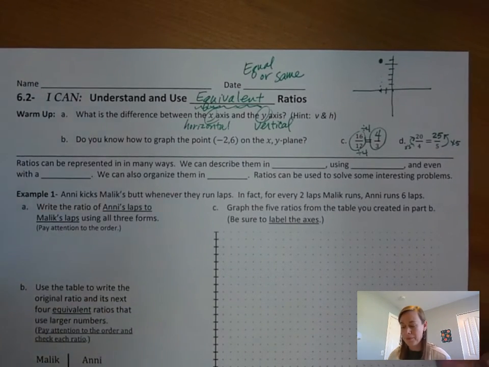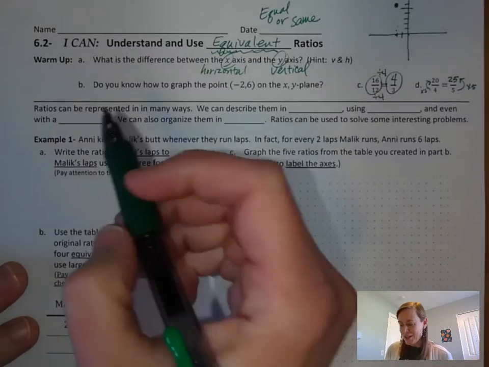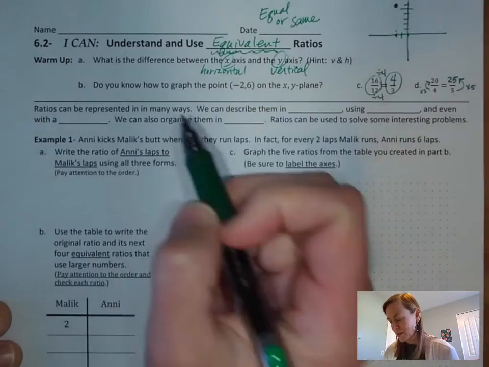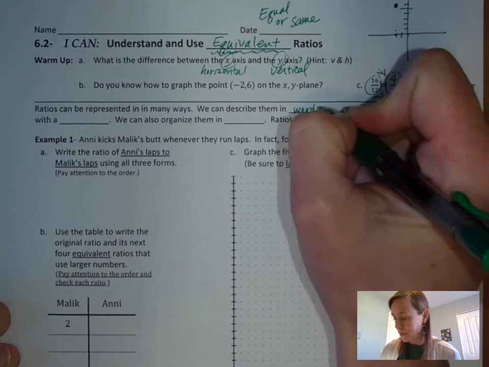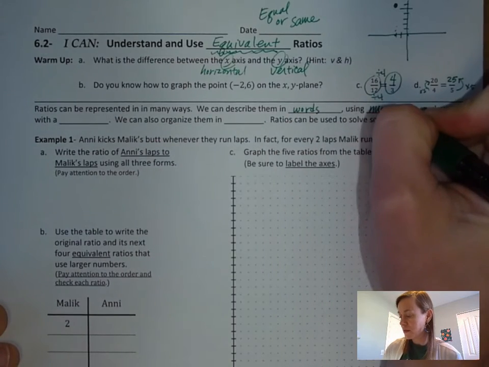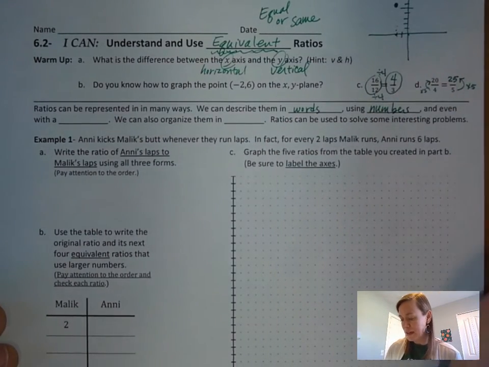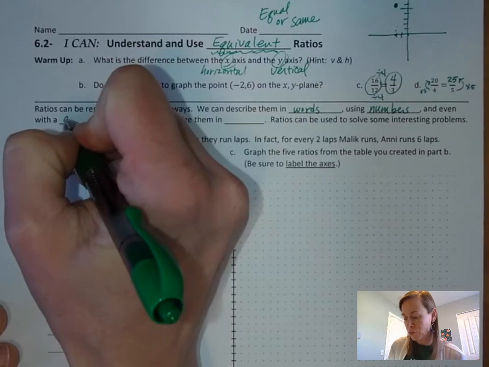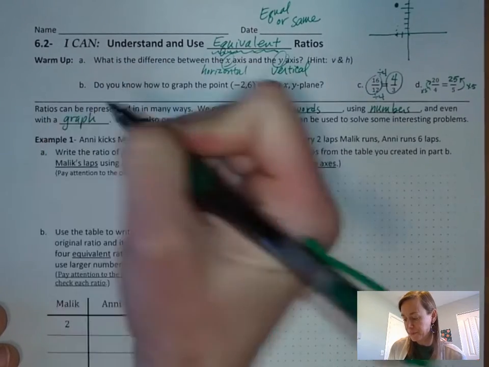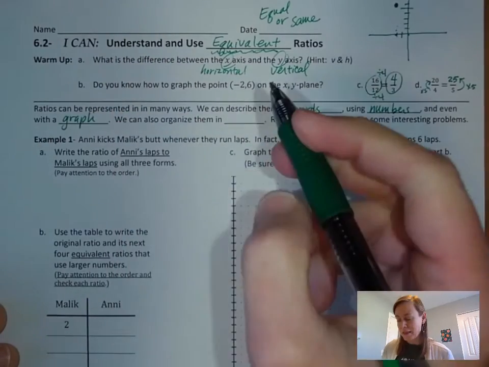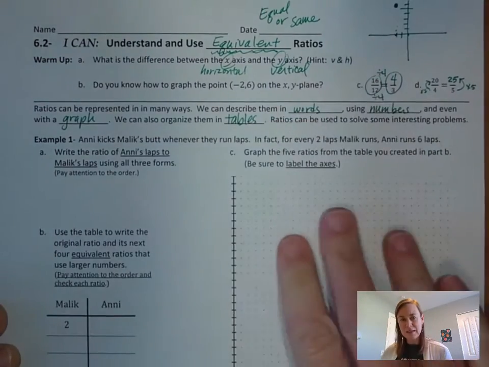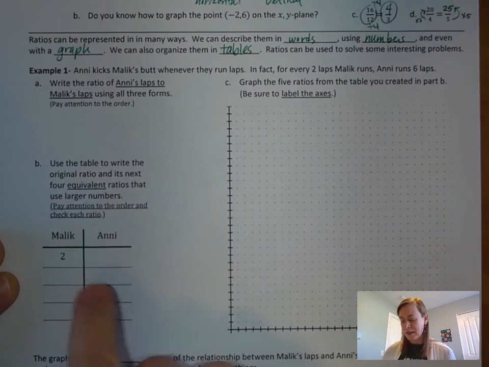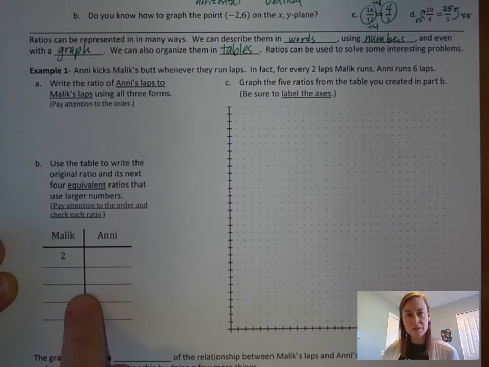Let's go on to the next section. All right, ratios can be represented in many ways. We can describe them in words. We can describe them using numbers, or we can even describe them or represent them with a graph. We can also organize them in tables. So a graph would be like this here, right? And this is what we would call a table.